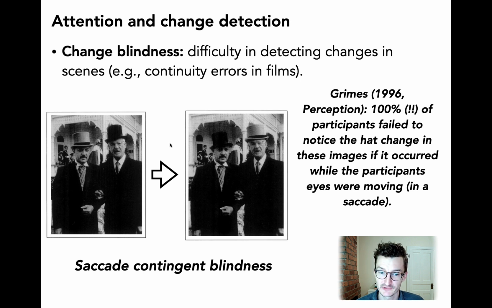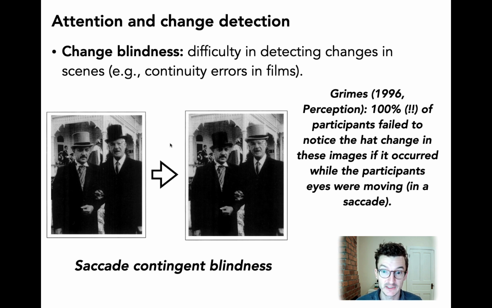Change blindness has been studied using this paradigm, so it's called saccade contingent change blindness. And again, the idea here is that two pictures that are very similar except for one thing are flashed at you, and in this case the flash occurs while your eyes are moving. Another paradigm that's been used to study change blindness is known as the flicker paradigm, and we'll talk about this study at length in this class, but I'll show you an example now.